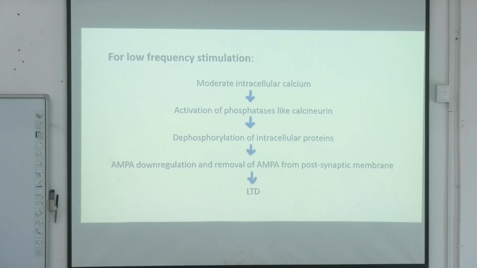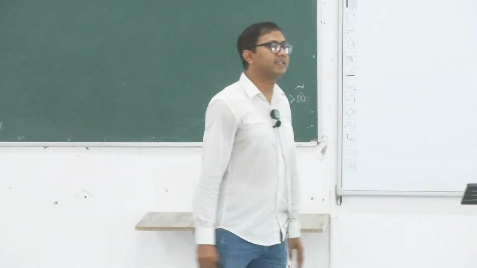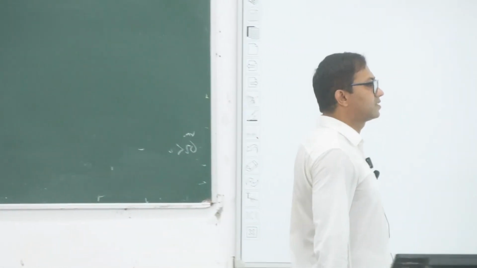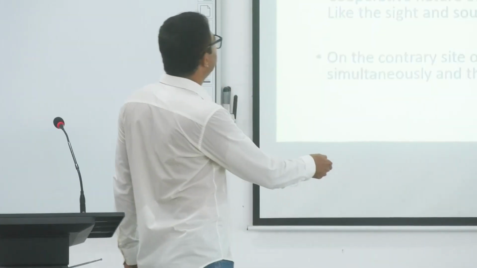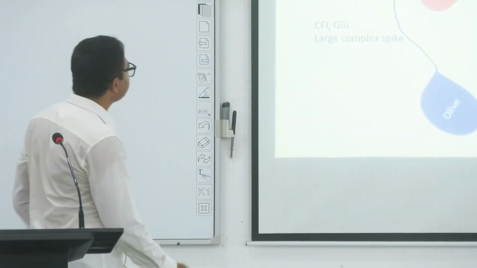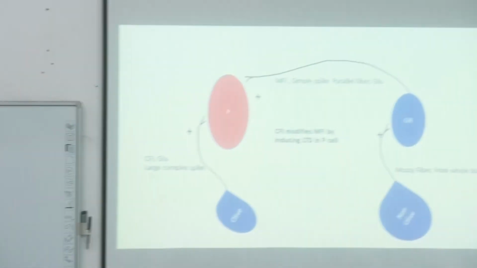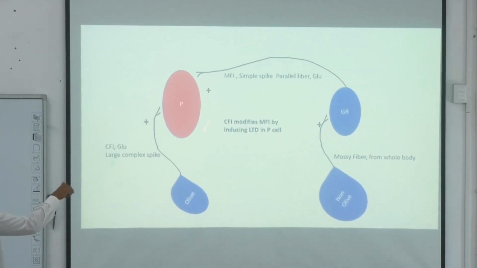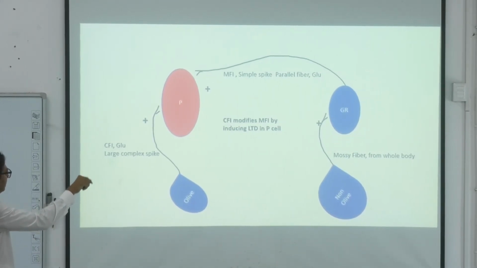Okay, for memory formation, the mechanism is long term potentiation, and for motor learning in the cerebellum, the mechanism is long term depression. So how does that happen in the cerebellum? Here is the Purkinje cell, the biggest cell in the cerebellum, right? Here is the granular cell, and this is the inferior olive.